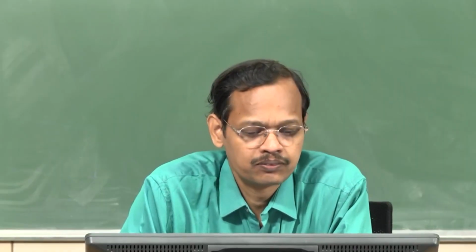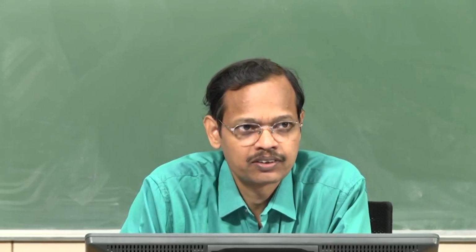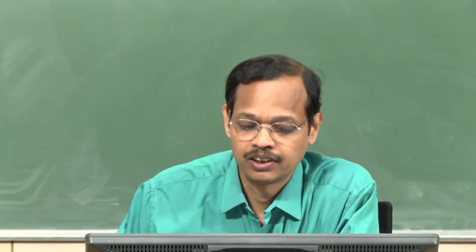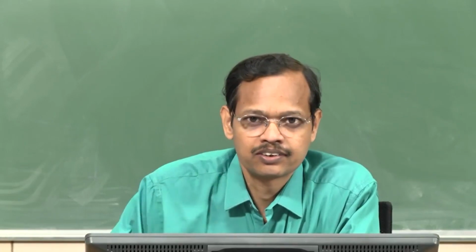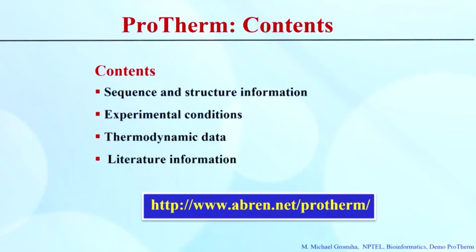Demonstration on ProTherm, the thermodynamic database for proteins and mutants. As we discussed earlier, ProTherm contains information on sequence and structure, experimental conditions, thermodynamic data, as well as literature information for different proteins and their mutants. The major aspect of ProTherm is thermodynamic data, supplemented with all the other information. You can access ProTherm at the website, and I will explain the utilities and how to retrieve data from ProTherm.